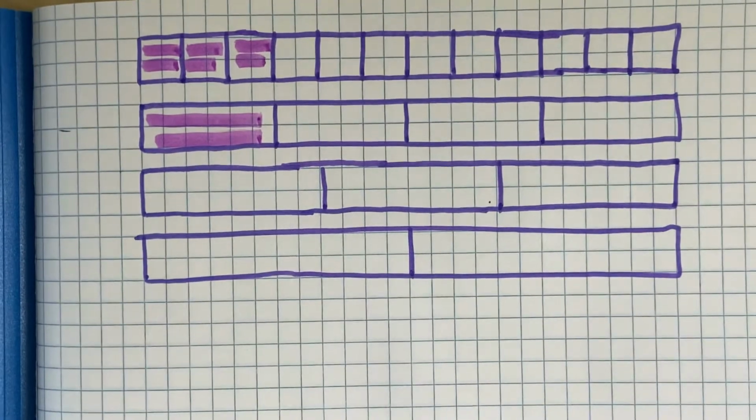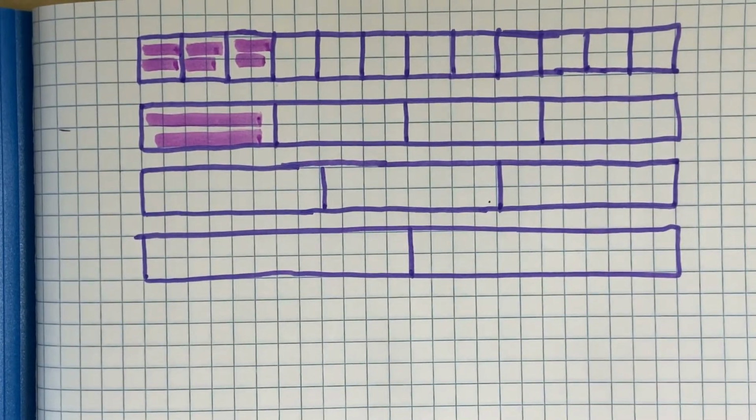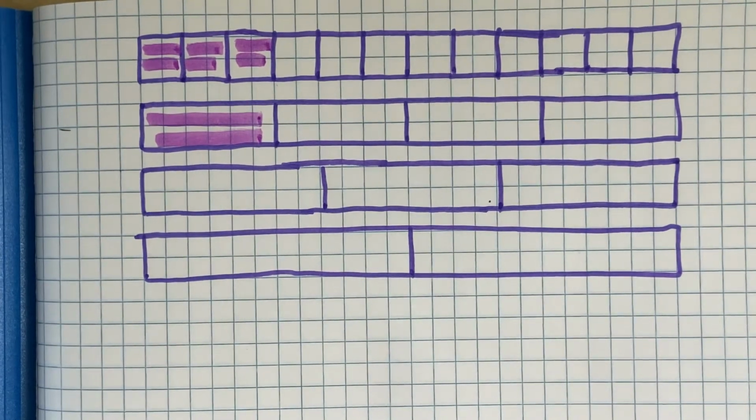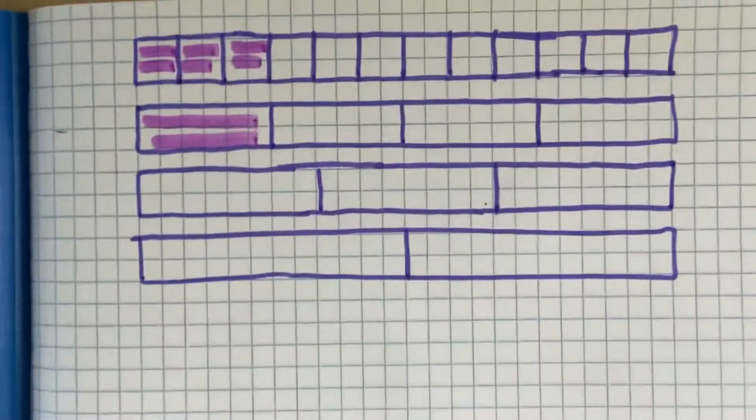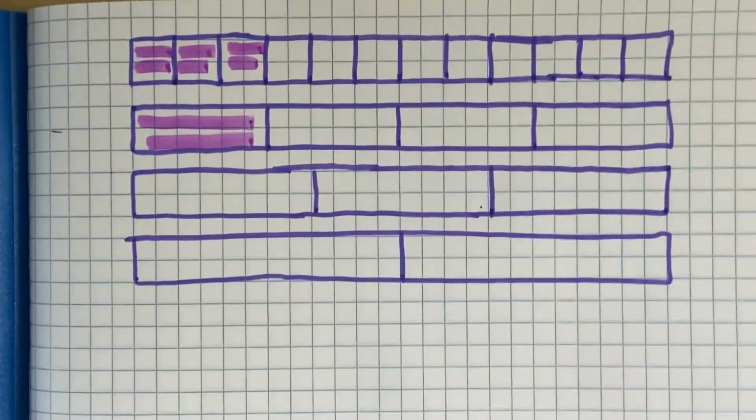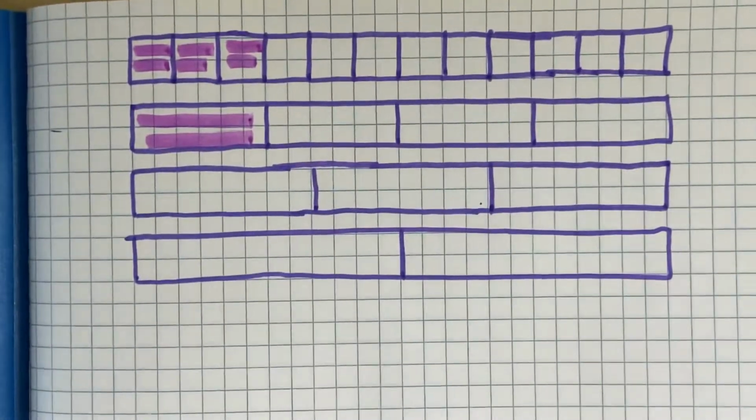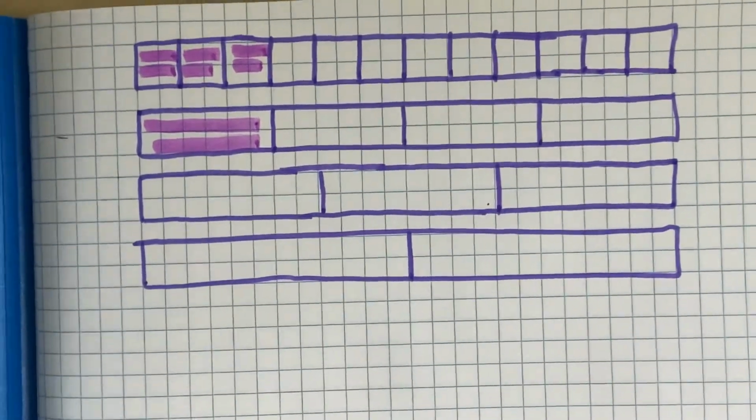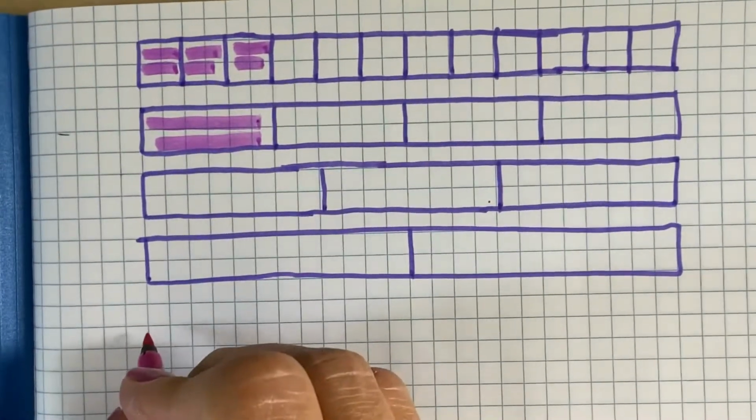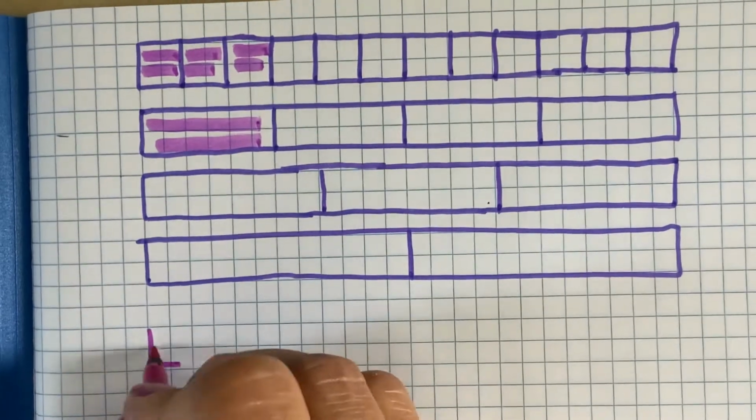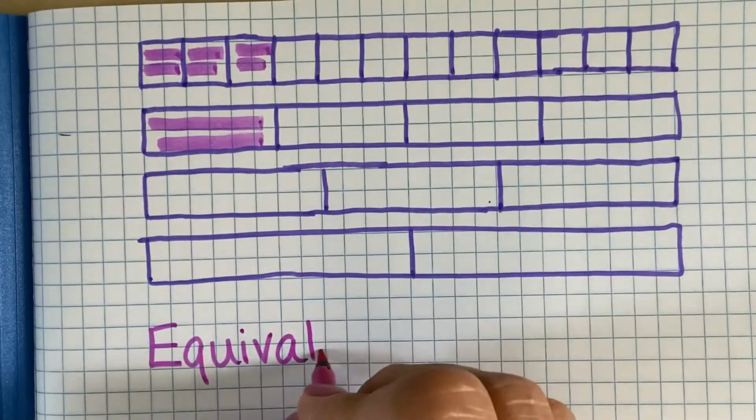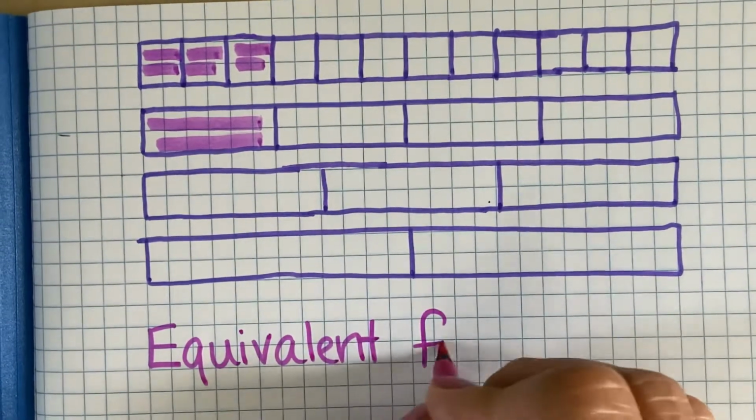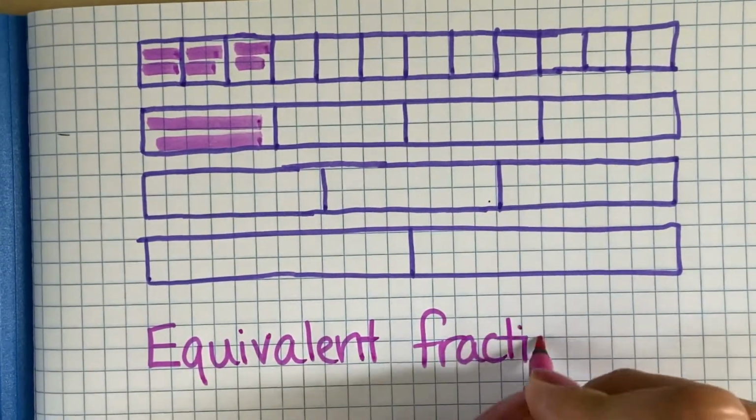Unless I have guided notes for you where you can do them with me, I really need you to keep a notebook. I'll take a picture of my notes too, but it's going to help you to write it down as we go. We're going to start to talk about equivalent fractions. We're going to start out with fractions because everybody loves fractions. It's going to be kind of a quick lesson today.